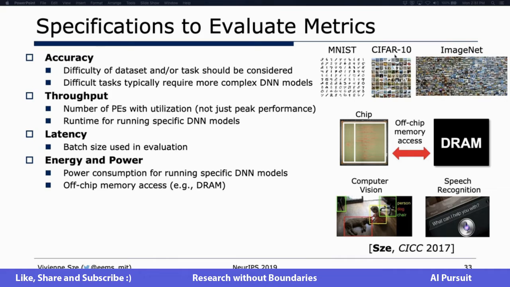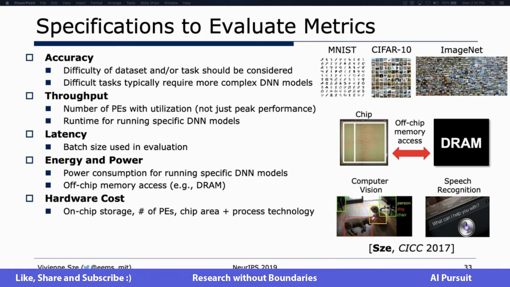Energy and power consumption. Again, you want people to report the power consumption of running specific DNN models. Another thing to be aware of, as we mentioned, is that accessing data from off-chip, let's say from the DRAM, can be very expensive. So it's not sufficient for people to just report the power consumption of their processor or chip alone, but it's also important for them to report the off-chip memory access, how much data it requires to access off-chip, because that will contribute to the overall system power.